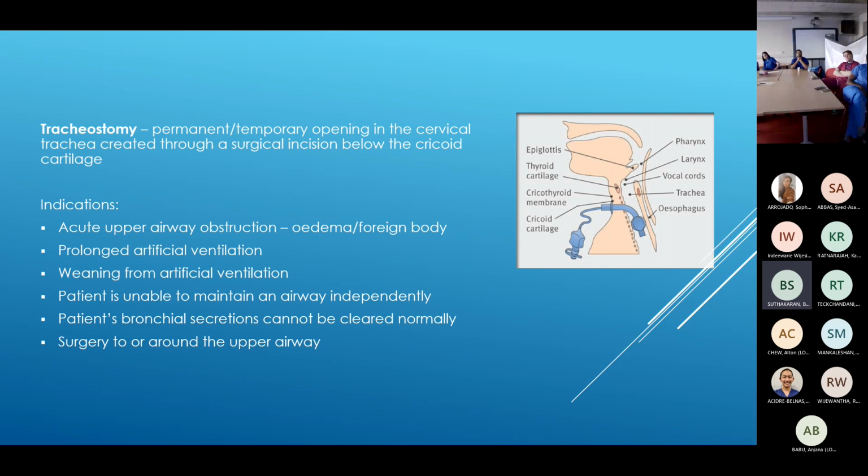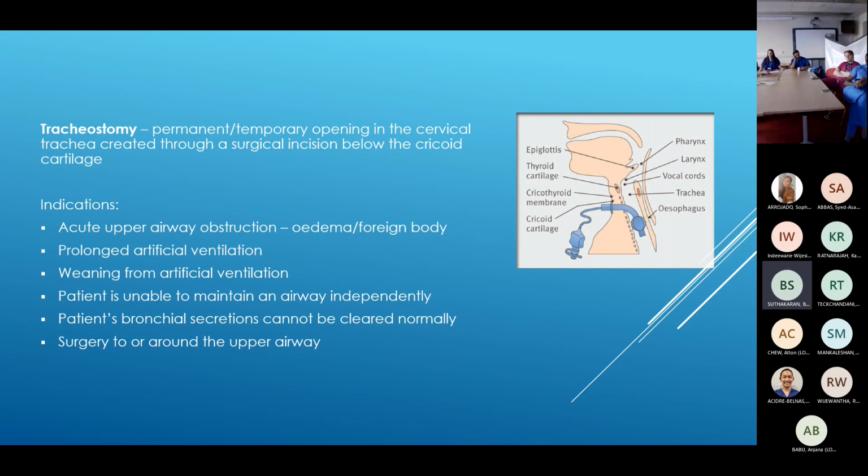In acute upper airway obstructions, edema or foreign body, you would use a tracheostomy. For prolonged artificial ventilation, with prolonged endotracheal intubation, there's a high risk of damage to the soft tissues of the mouth, the pharynx, and the trachea. It also reduces the patient's ability to communicate and increases work of breathing by extending the dead space. So a tracheostomy reduces all of that.